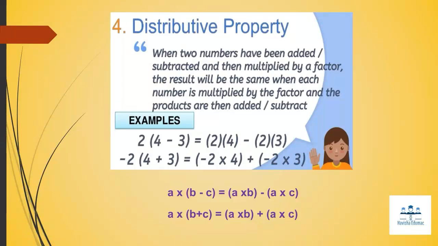Minus 2 into 4 plus 3 is equal to minus 2 into 4 plus minus 2 into 3.